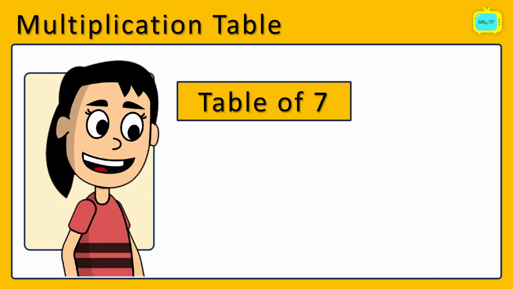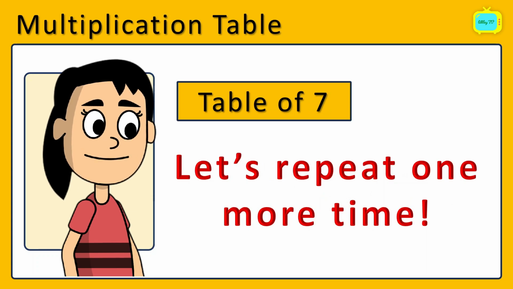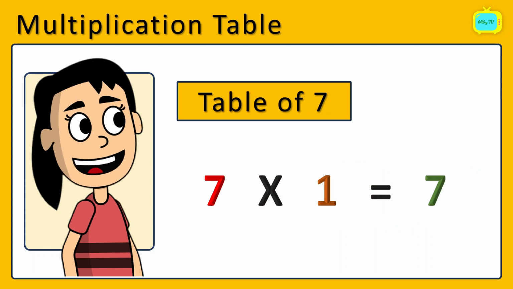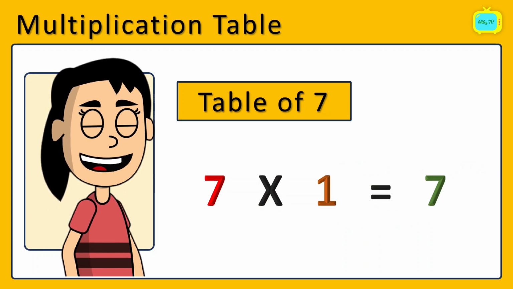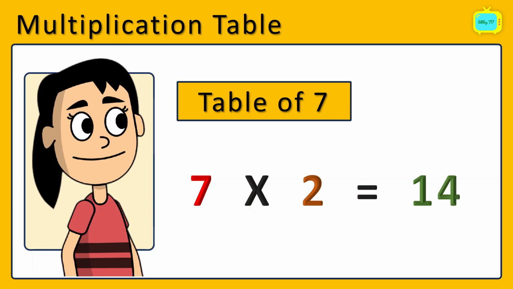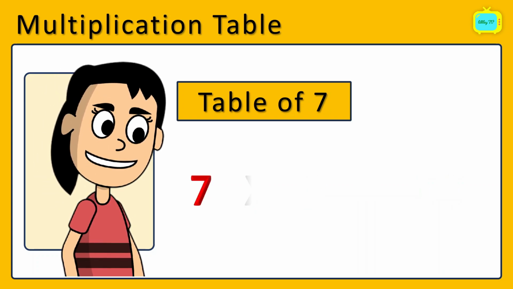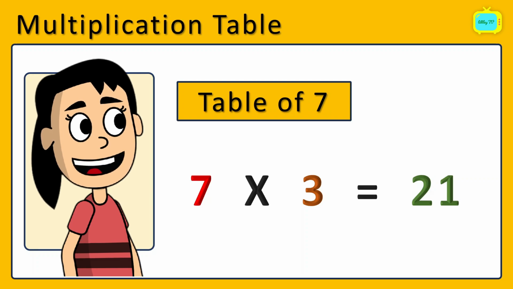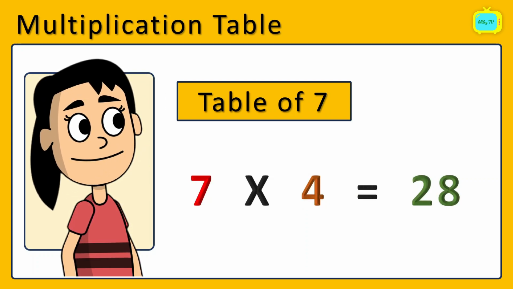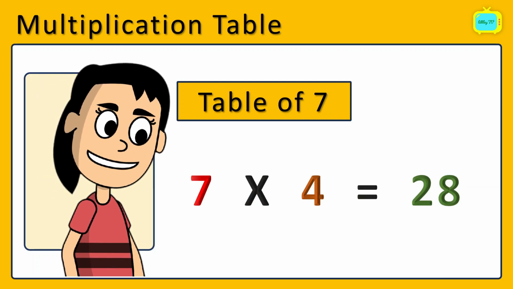So kids, it's time to repeat it one more time. 7 1s are 7. 7 2s are 14. 7 3s are 21. 7 4s are 28.